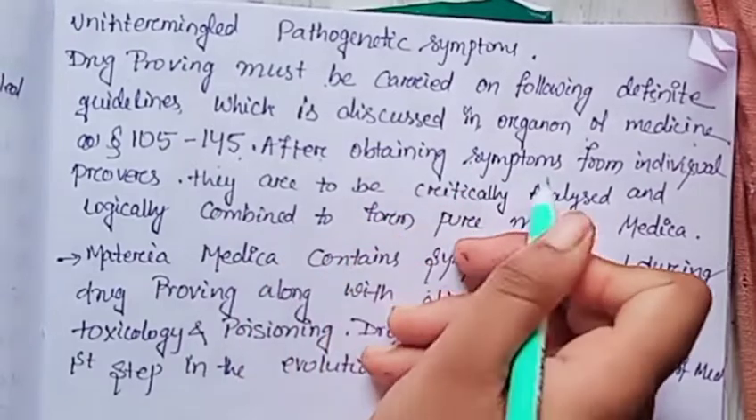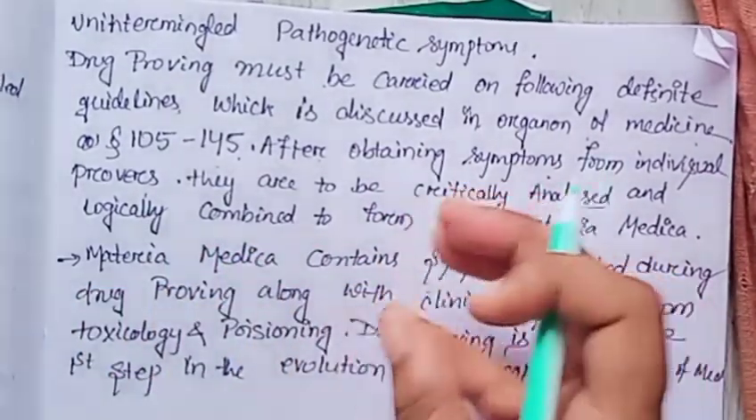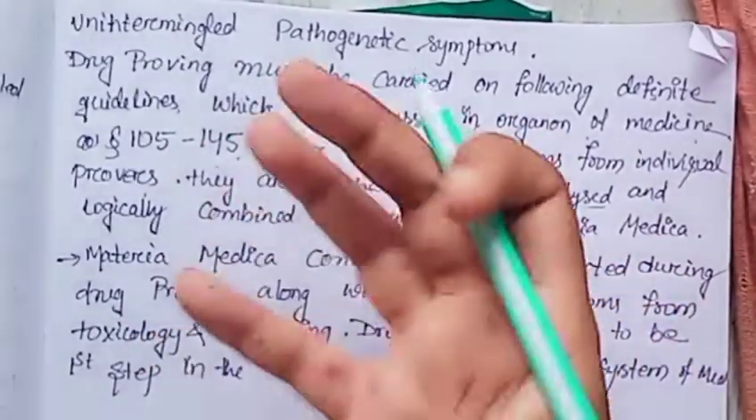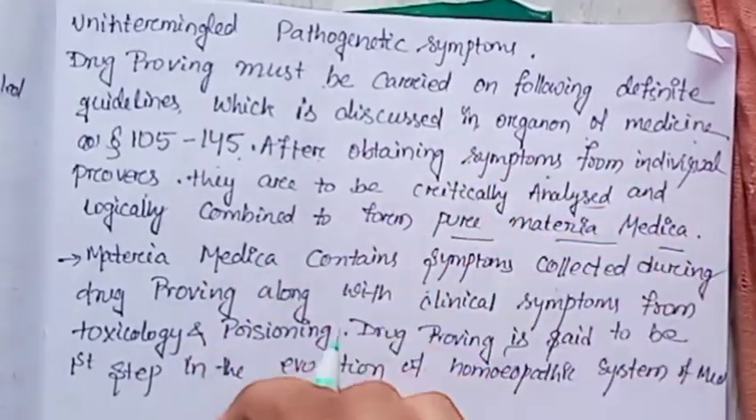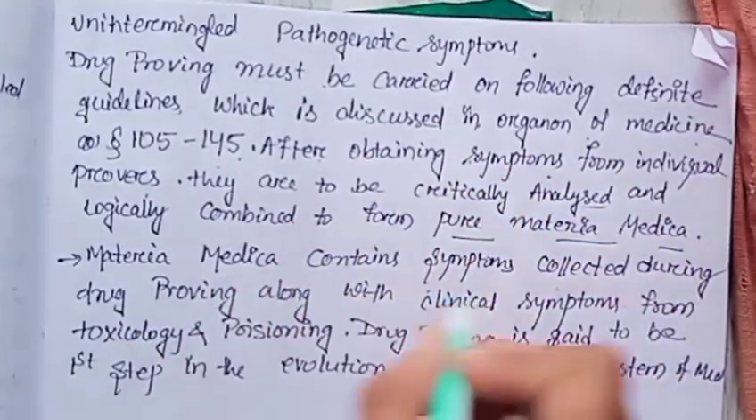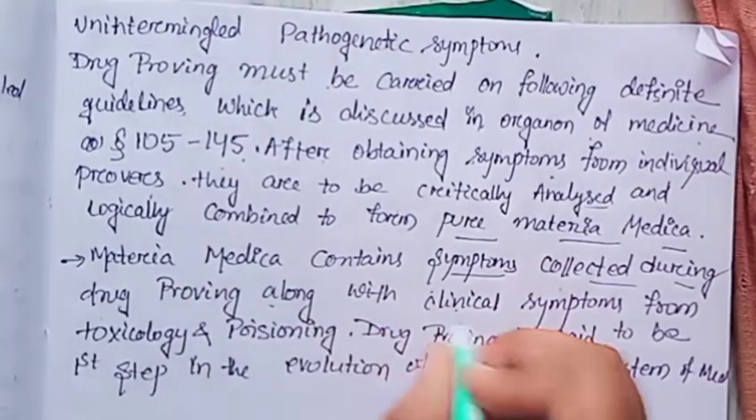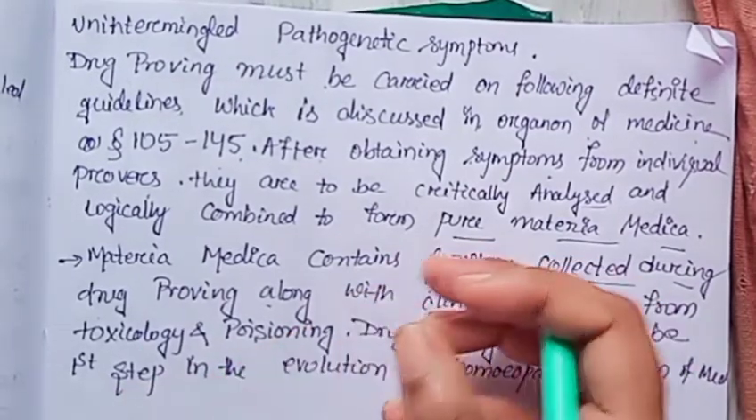After obtaining symptoms from the individual provers, a critical analysis occurs. Critically, logically and statistically, those pure symptoms are analyzed. Then the Materia Medica is made. What does it contain? It contains the symptoms collected during drug proving along with the clinical symptoms from toxicology and poisoning of the forensic department.